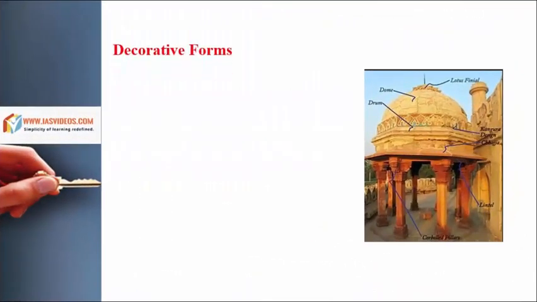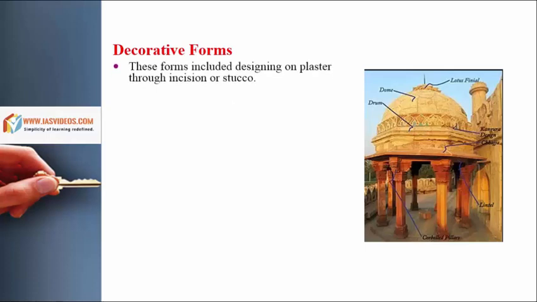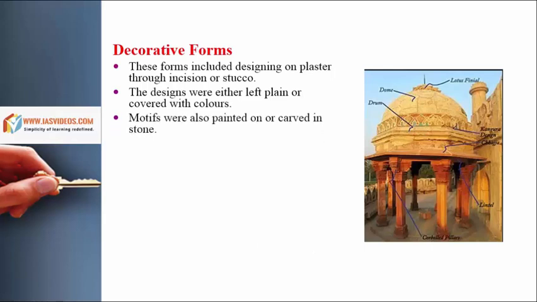Decorative forms. These forms included designing on plaster through incision or stucco. The designs were either left plain or covered with colors. Motifs were also painted on or carved in the stone.